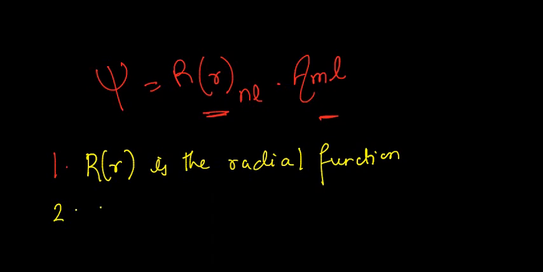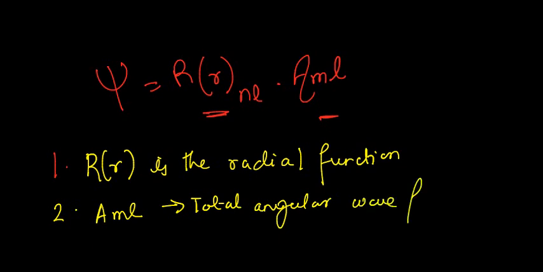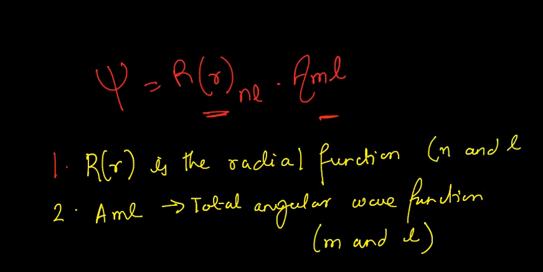And secondly, A l m, which is nothing but the total angular wave function, which depends on the quantum numbers m and l. Okay, I'll write down for the previous one also, n and l. The radial function R has no physical meaning, but R square gives the probability of finding the electron in a small volume dv near the point at which r is measured.